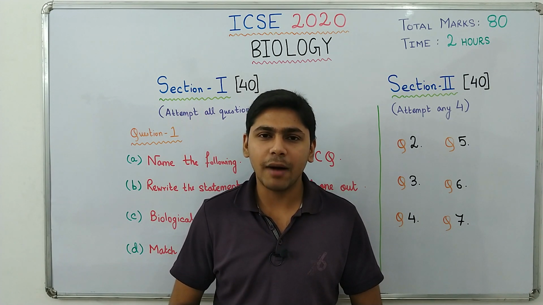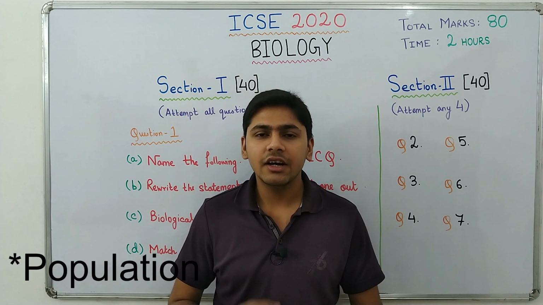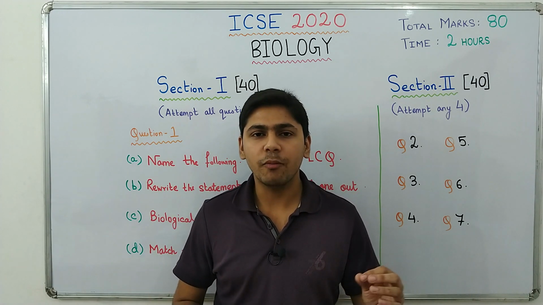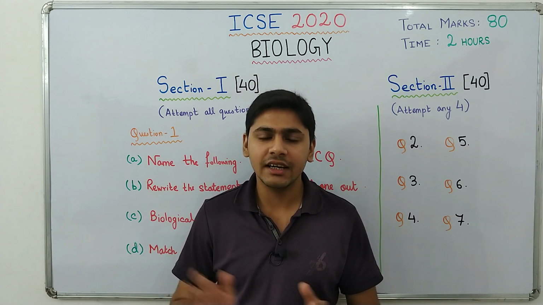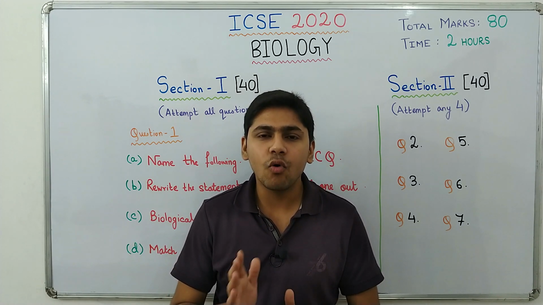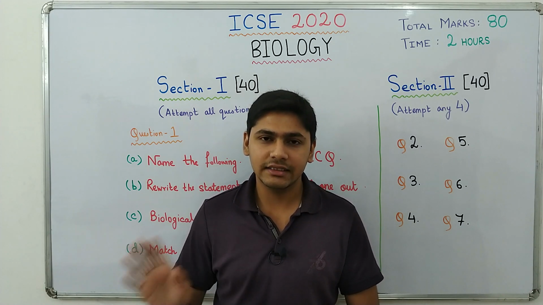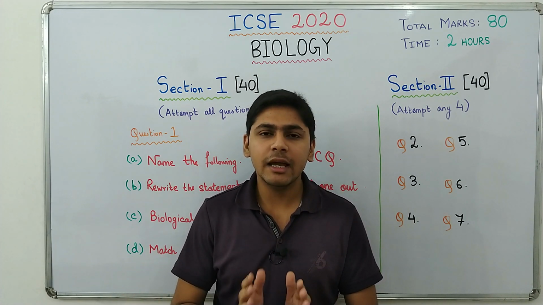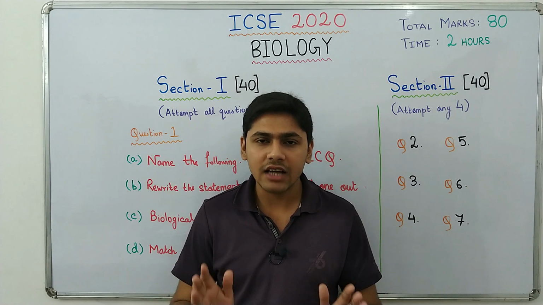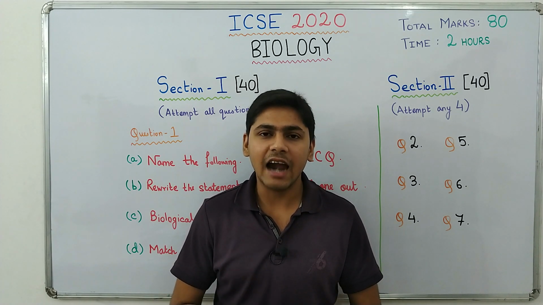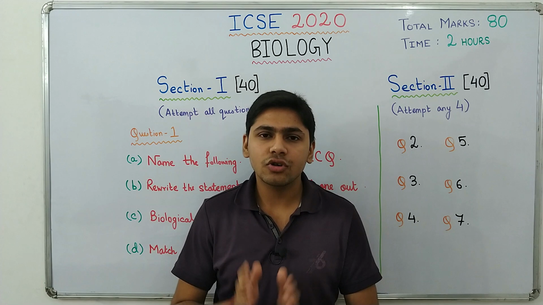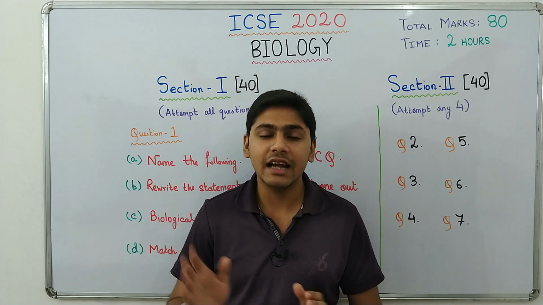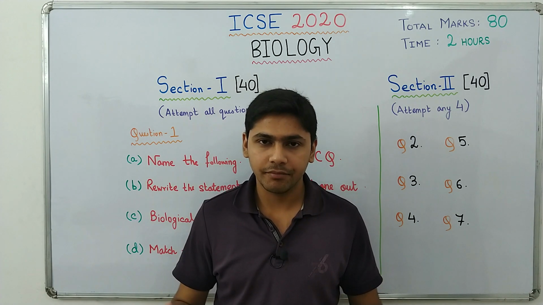Moving on, then we have the part of population, human evolution and pollution. Now the population, human evolution and pollution, these chapters are the easiest chapters in your syllabus. Study these chapters properly and you will be able to answer all the questions asked from these chapters and maximize your marks. So study the chapter population, human evolution and pollution and study them properly.